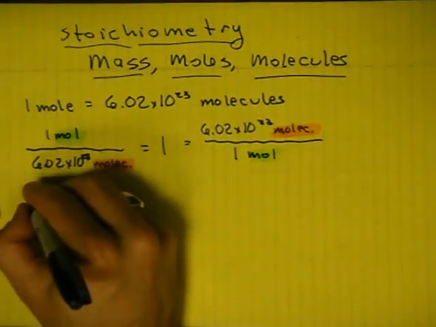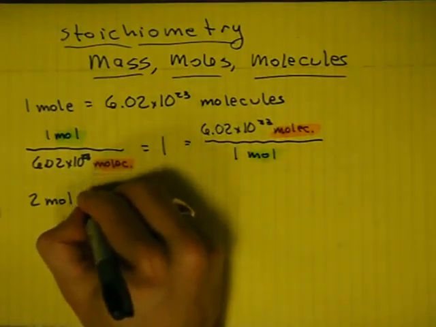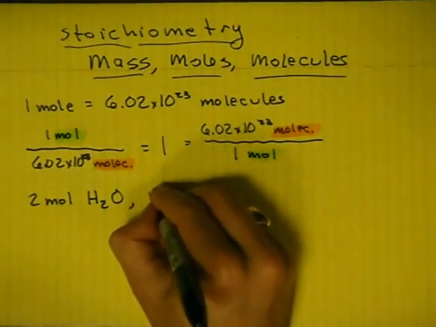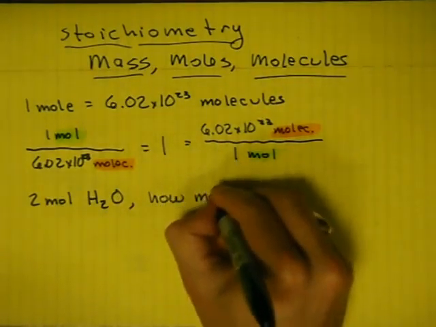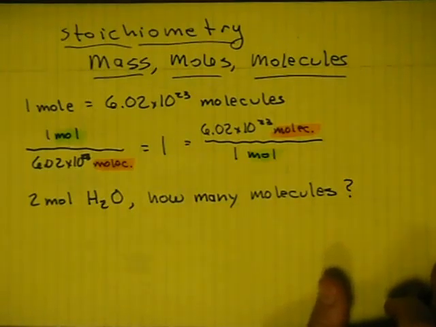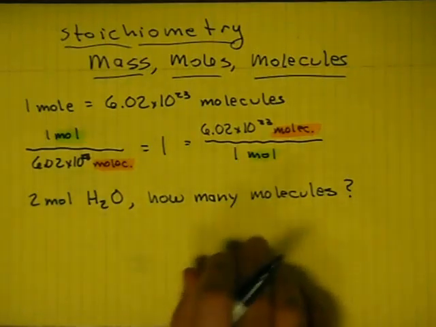So if we say that we have, say, 2 moles of water. How many molecules is that? So it's the same process that we do when we're converting $100 bills to Benjamins or dozens to 12s. But we'll kind of set up a process to help us see how we do this.